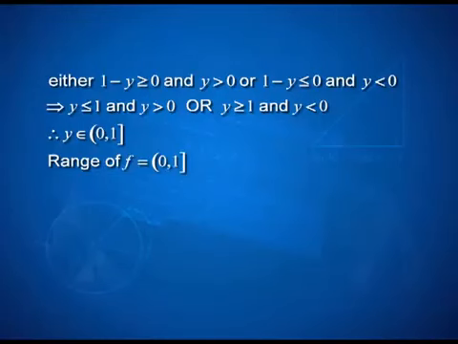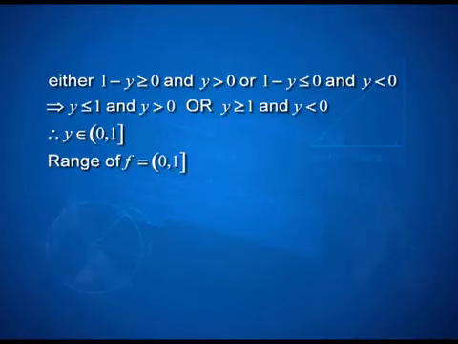The common solution therefore, if 1 minus y is greater than or equal to 0 and y is strictly greater than 0, because y could not be 0 as we saw earlier, then the common solution that arises from here is that y must be less than or equal to 1 and y must be greater than 0. The other possibility comes up with y must be greater than or equal to 1 and y is less than 0. Now, is that possible? Can you have y greater than or equal to 1 and less than 0 simultaneously?